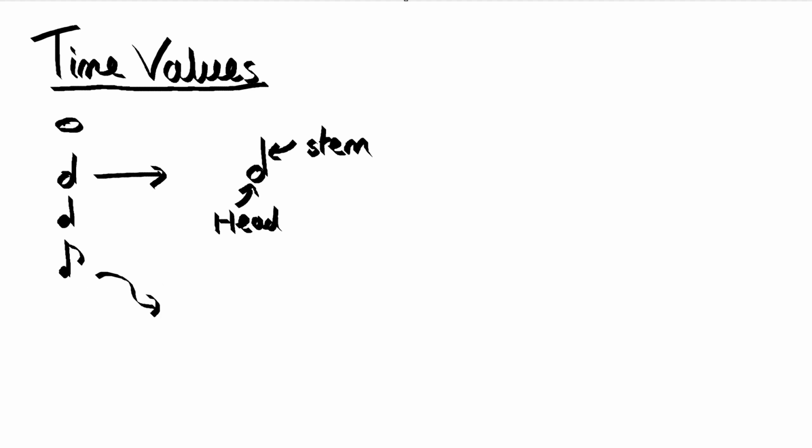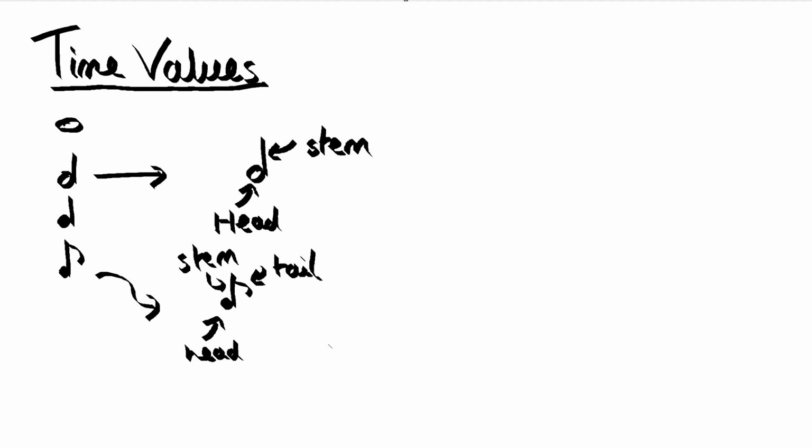Normally they live on something called the staff, which we will look at later, and when they are on the staff, those time values that have tails and stems, if we take, for example, this note, we have the head and we have the tail, the stem I should say, rather. And if we take this one, we've got a head, a stem, and a tail.